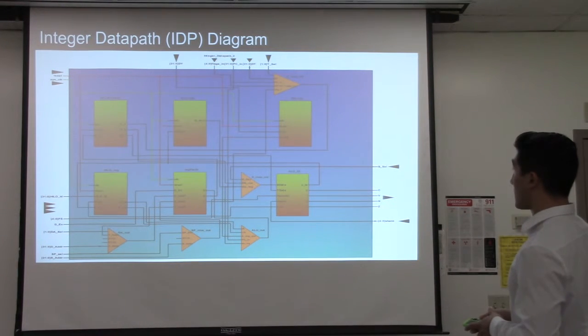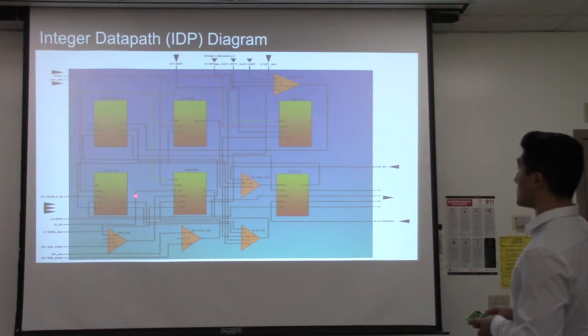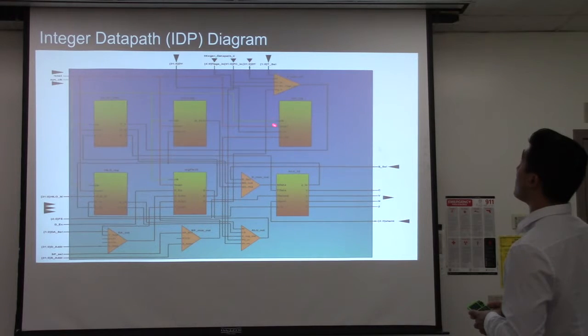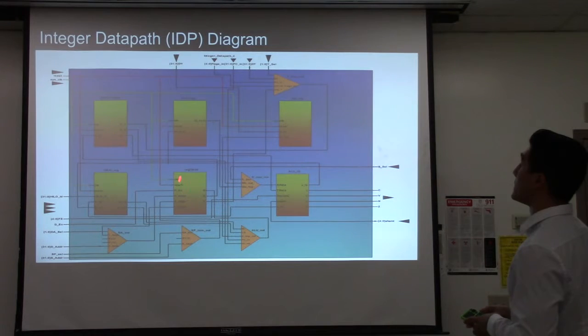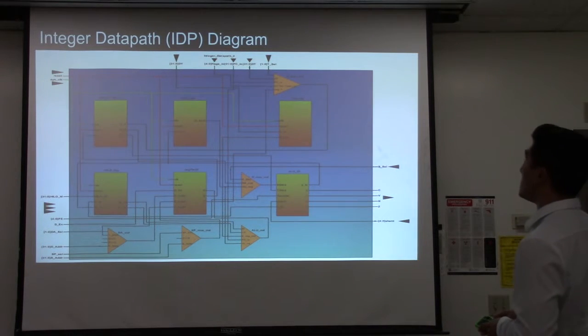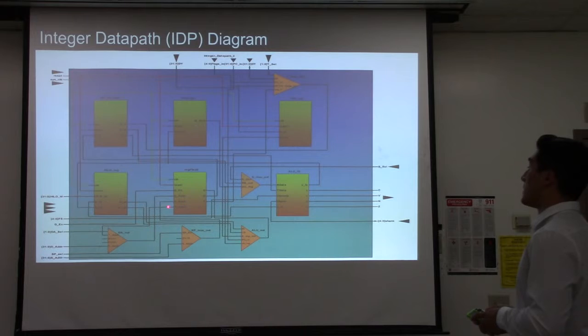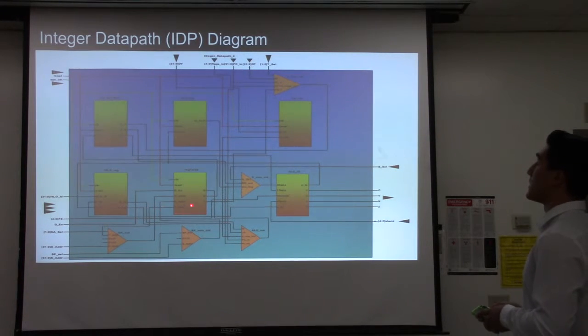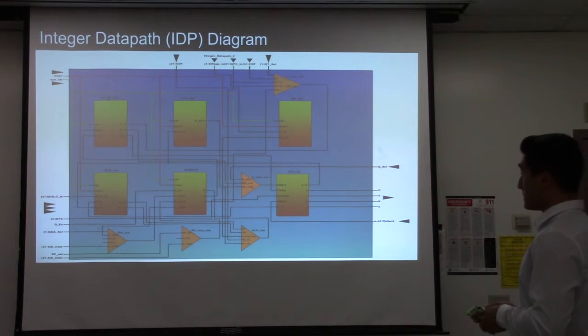So for our integer data path diagram, we've got 6 main modules, some of them just being regular registers, 5 muxes, an ALU, our reg file over here, and our high-low register. I'm going to go ahead and get started with our register file 32. This is going to be used to select the data. The data is going to come out from the S and T signals, and the address is going to be decided by what is sent into the S and T addresses.